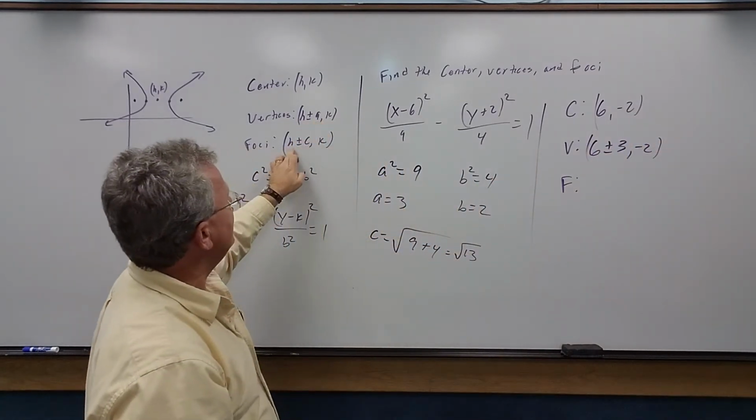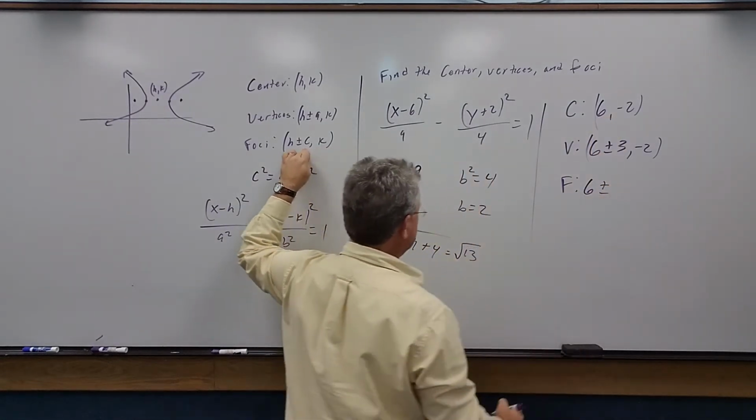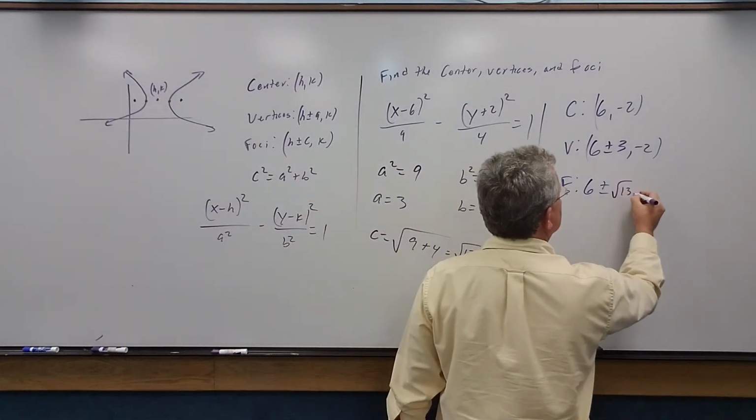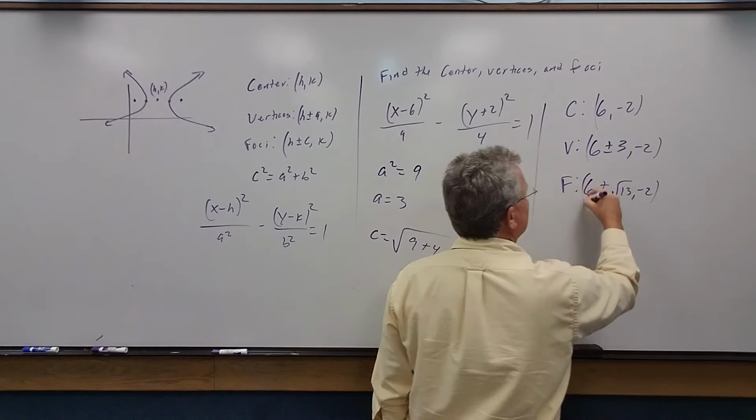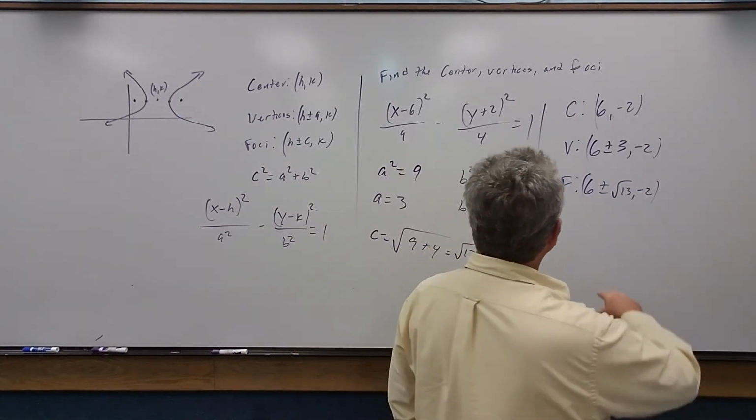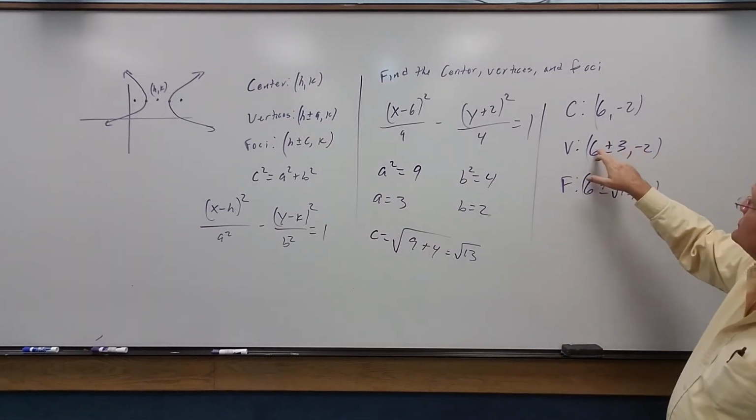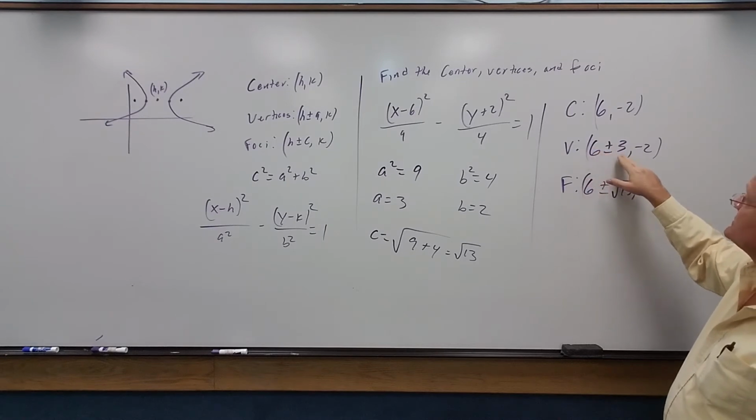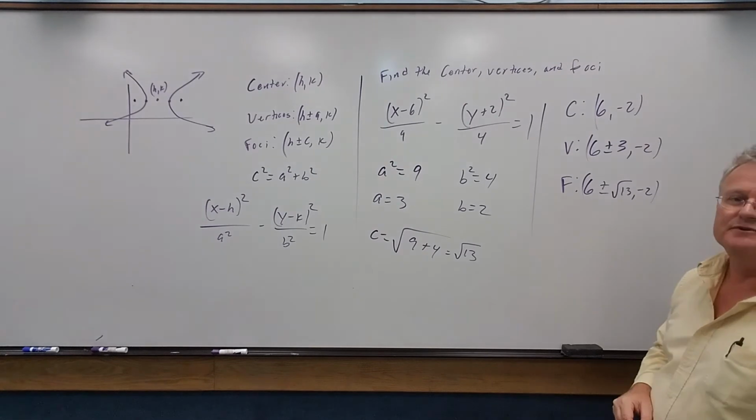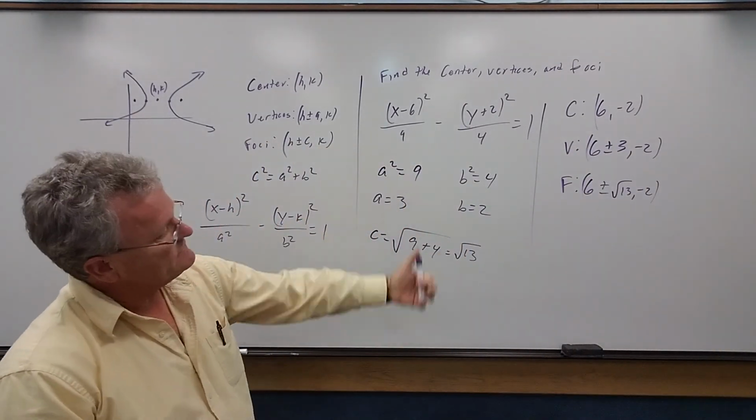The foci are h plus and minus c. 6 plus and minus c. c is the square root of 13, comma, negative 2. And just like with circles and ellipses and stuff, there's two vertices. One is 9, negative 2, which is 6 plus 3. The other one is 6 minus 3, which is 3, negative 2. Right, so everything's the same as we've done before, and there's our answers.